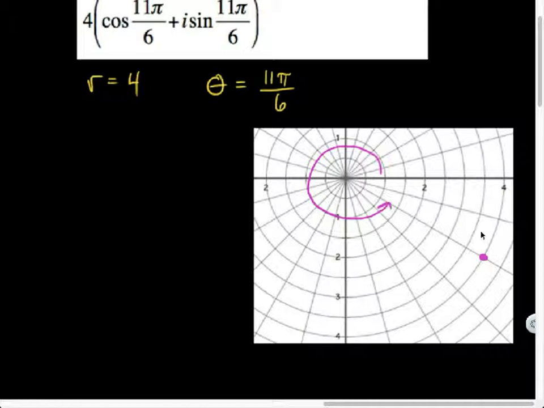How do I get it back in rectangular form? I'll show you.